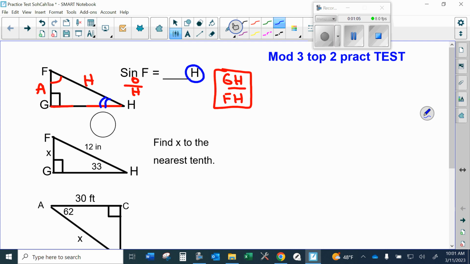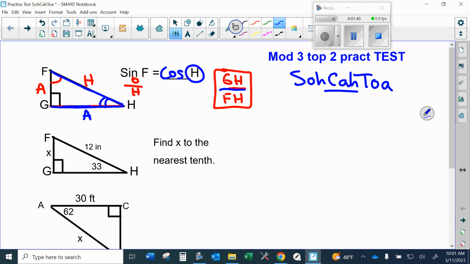Well, we need it to be this side, GH, over the hypotenuse, which never changes, and this side is called the adjacent side to angle H. And A over H, as you should have written down on this already, SOHCAHTOA, A over H is cosine. So the sine of F equals the cosine of H. They both give you the GH over FH.